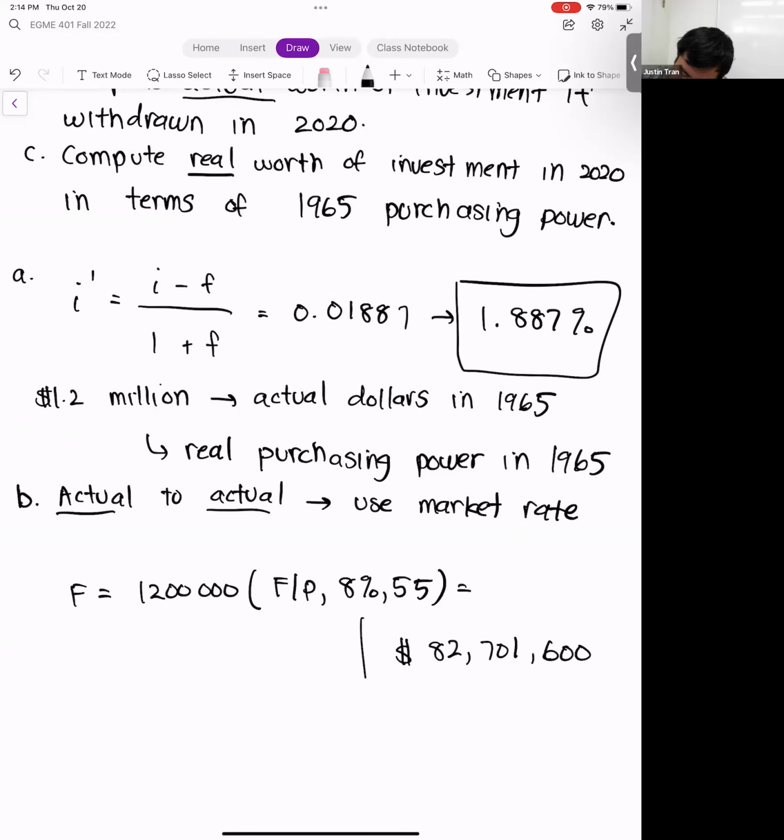$82,701,600. So that's the actual amount of money that he's going to pull out. It's a lot, but 55 years is also a very long time, and so it makes sense that it's going to grow by that much.